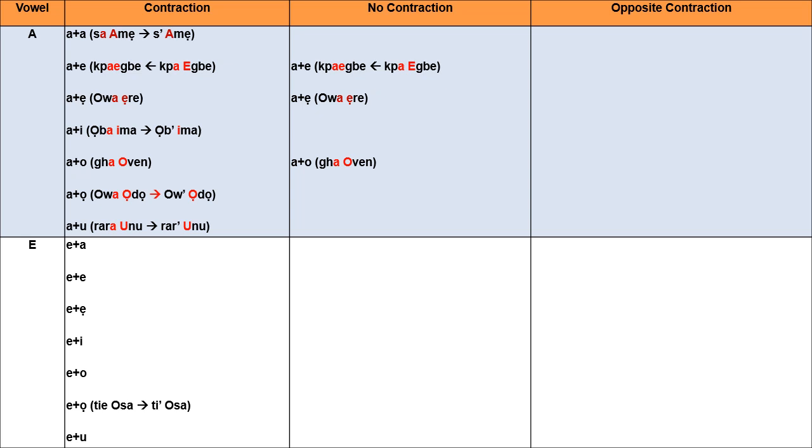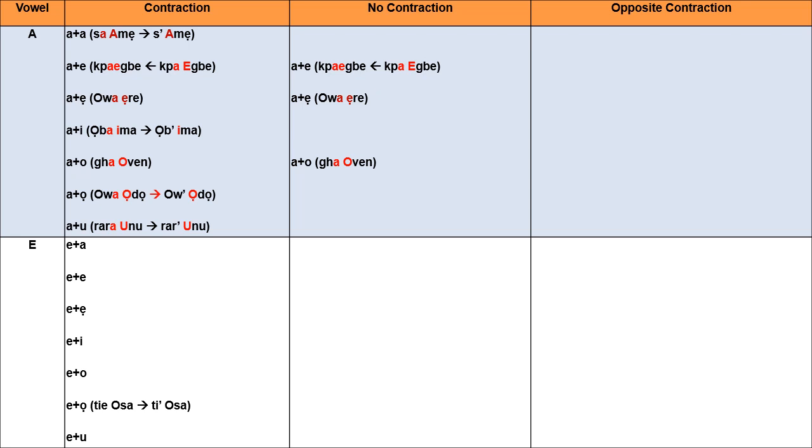So Rauven is to sit in the sun and get some vitamin D and just warm up. Then A and O, for instance, Owa Odo. Owa is the Edo word for house. Odo is the Edo word for husband. So Owodo, in Pidgin English we say husband house.